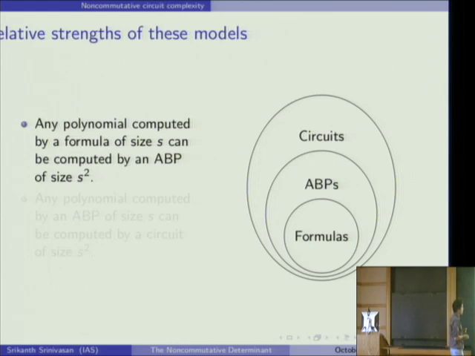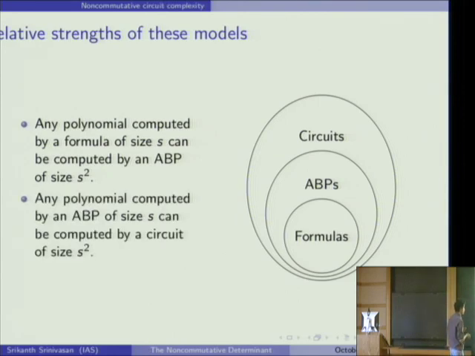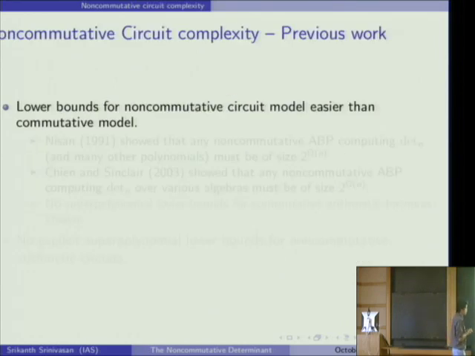Right. Okay. And in a fairly similar and very simple fashion, you can show that any polynomial computed by an ABP of size s can be computed by a circuit of size s squared. So circuits are at least as strong as ABPs, ABPs are at least as strong as formulas. Okay. And of course, a natural question to ask is, are any of these inclusions actually strict? And it turns out that we do know something here. We know that circuits actually are strictly more powerful than ABPs. This inclusion, on the other hand, we don't know if it's strict or not. Okay. So that's what I'm going to talk about now.